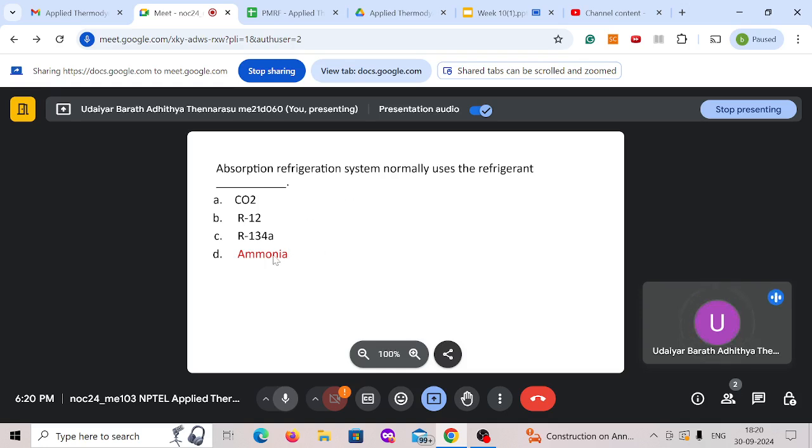Also, this is a natural fluid, and now all the countries are trying to move towards natural refrigerants. So the answer is option D, ammonia.